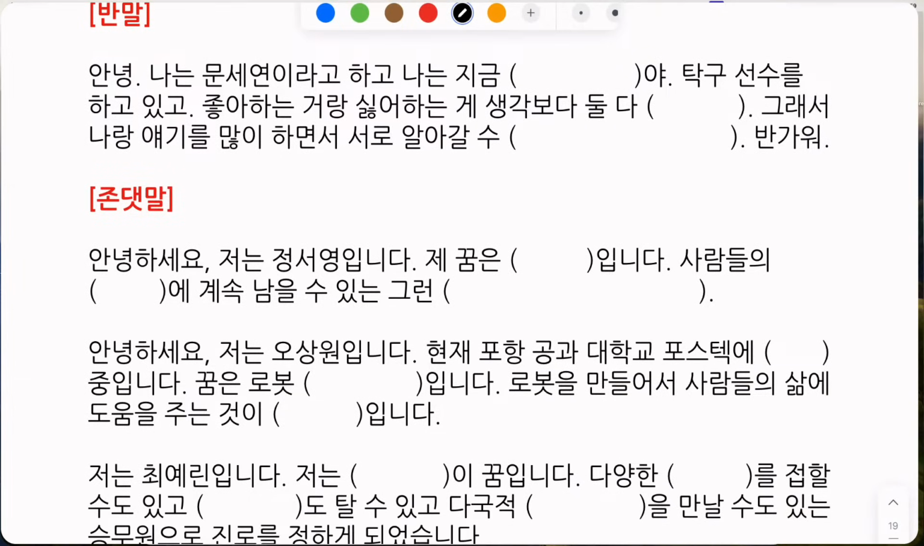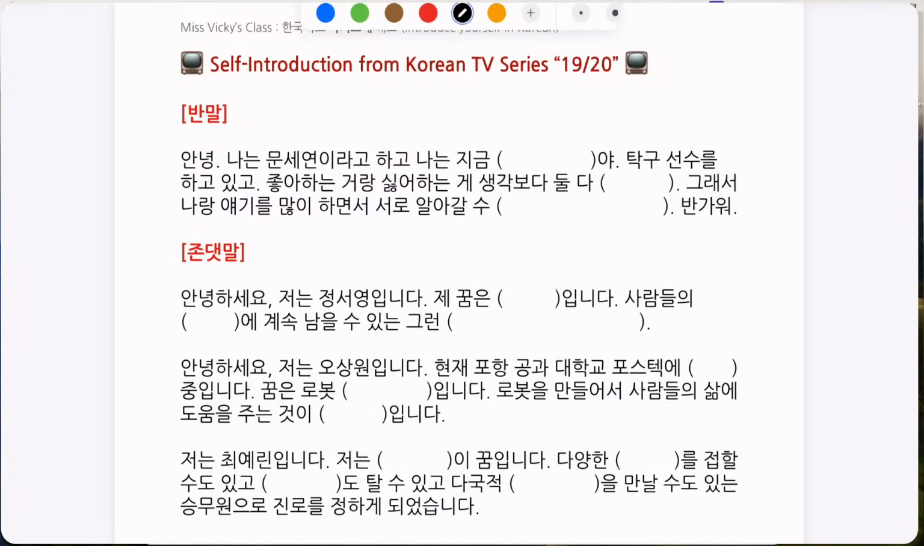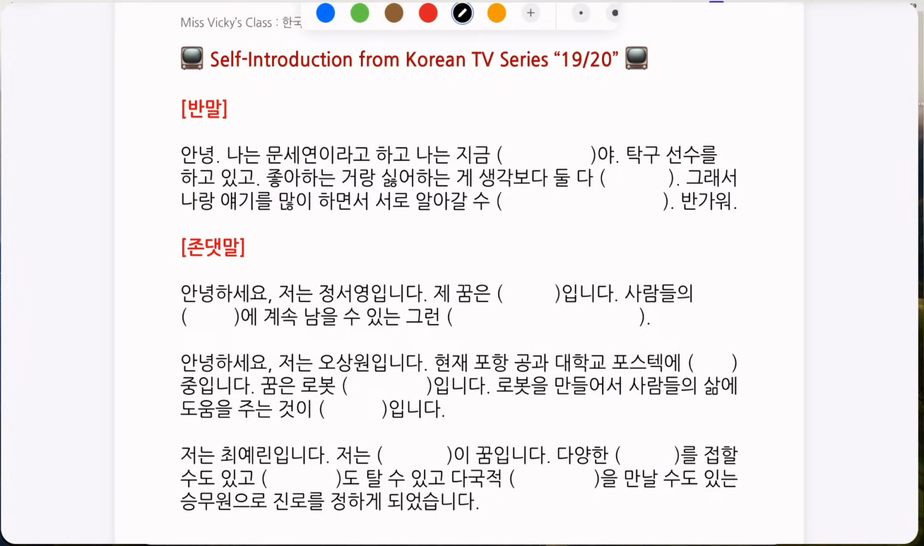그다음에 intermediate. So we're gonna do this. You guys can fill in the blank while listening.